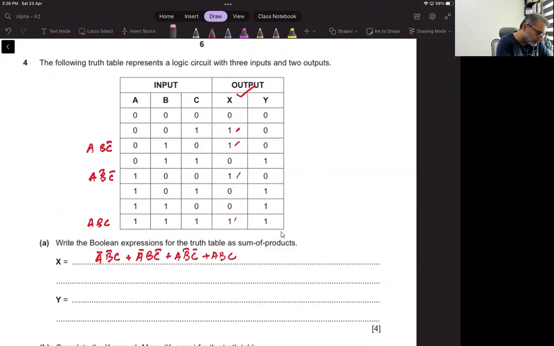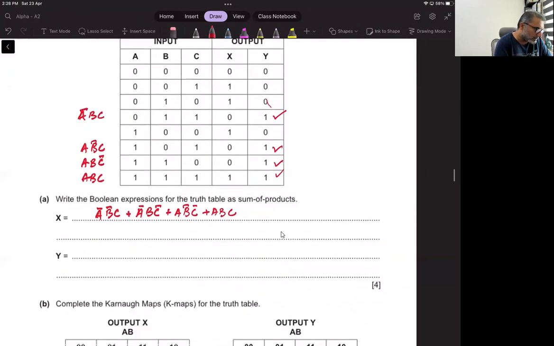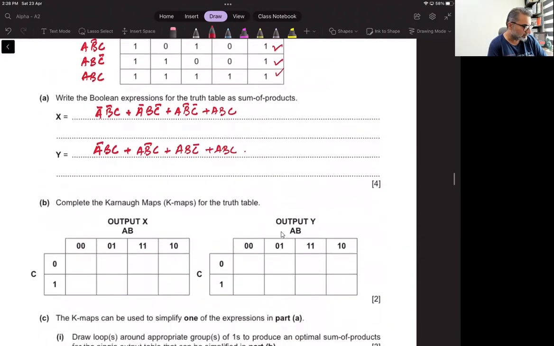Now, for Y, we have got this 1, 1, 1, and 1. So A naught, B, C, A, B naught, C, A, B, C naught, A, B, C. So we have Y is equal to A naught, B, C, plus A, B naught, C, plus A, B, C naught, plus A, B, C. Okay.